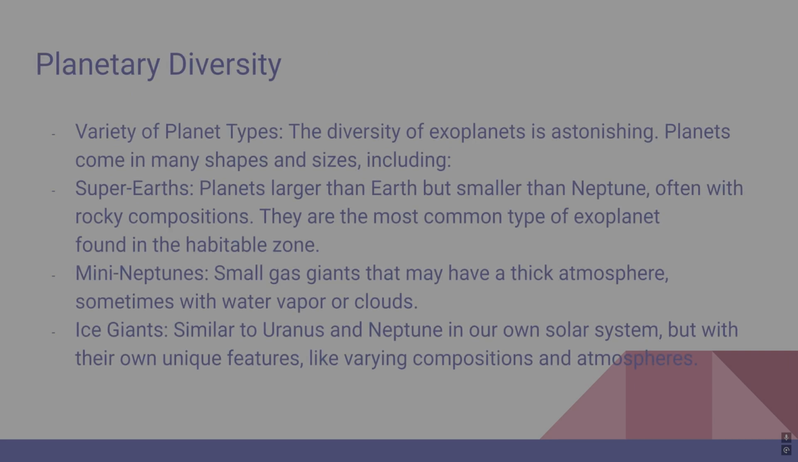Planet diversity. Variety of planet types. There's a bunch of different varieties. There's the super Earths, which are larger than Earth, but are habitable planets in the habitable zone. Mini Neptunes, which are gas giants that have a thick atmosphere, sometimes with vapor or clouds. Ice giants, as it says, are ice giants. Varying compositions and atmospheres.